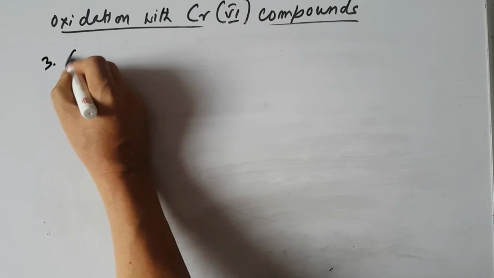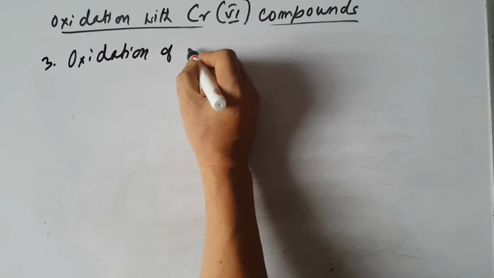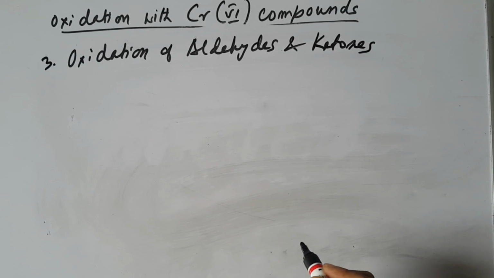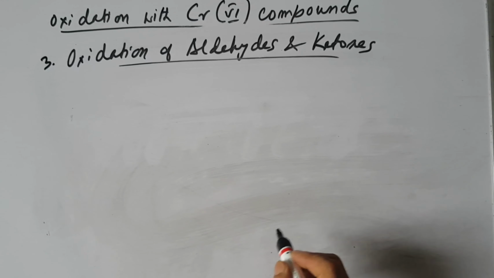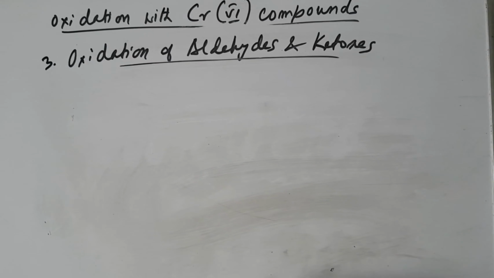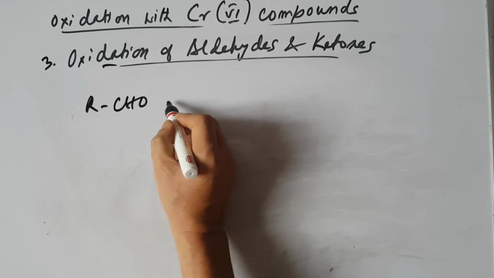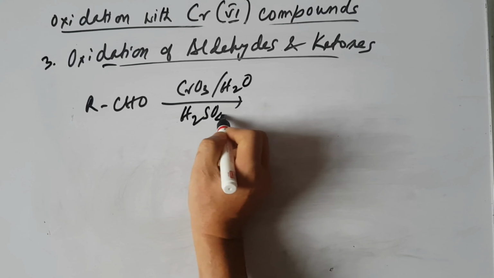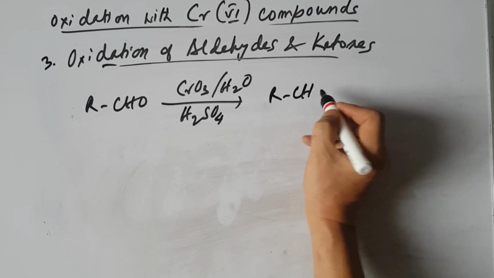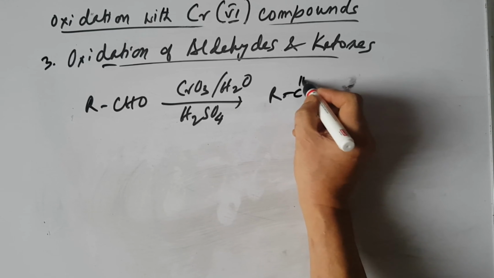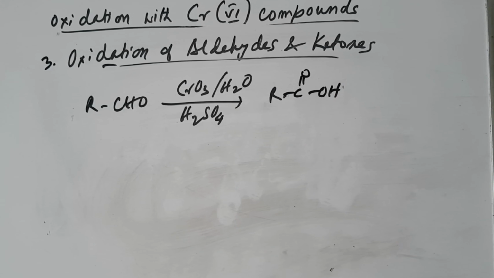So the third one is oxidation of aldehydes and ketones. Aldehydes are generally oxidized by chromium compounds to acids, in water or with sulfuric acid. Ketones are not generally oxidized, but cyclic ketones can be oxidized. Primary alcohols give RCH2OH, and these aldehydes are oxidized to acids, RCOOH. So here aldehydes are oxidized to acids.